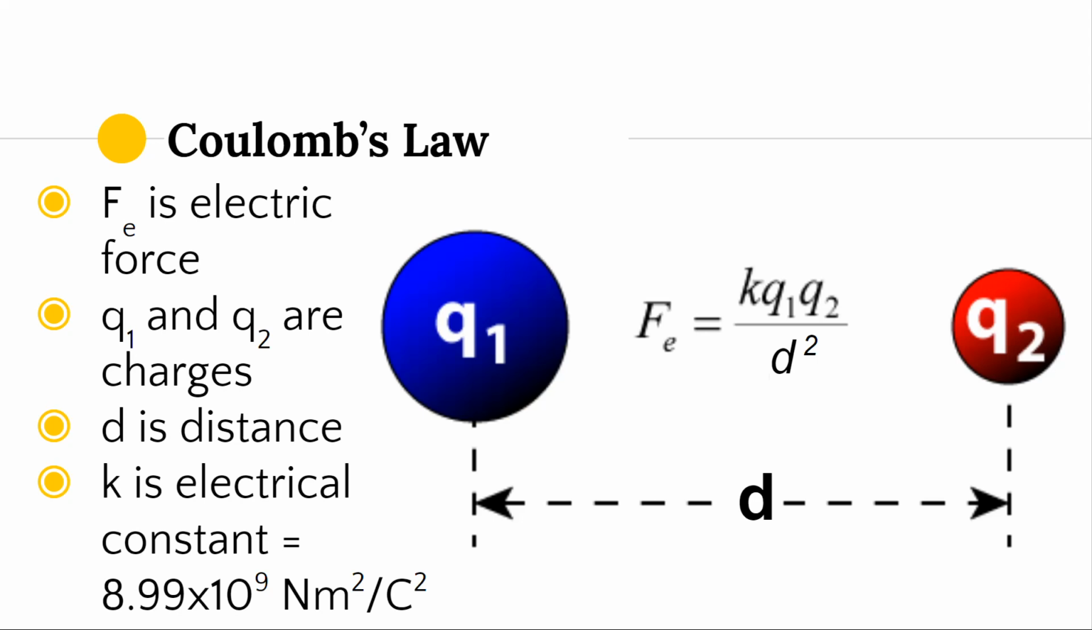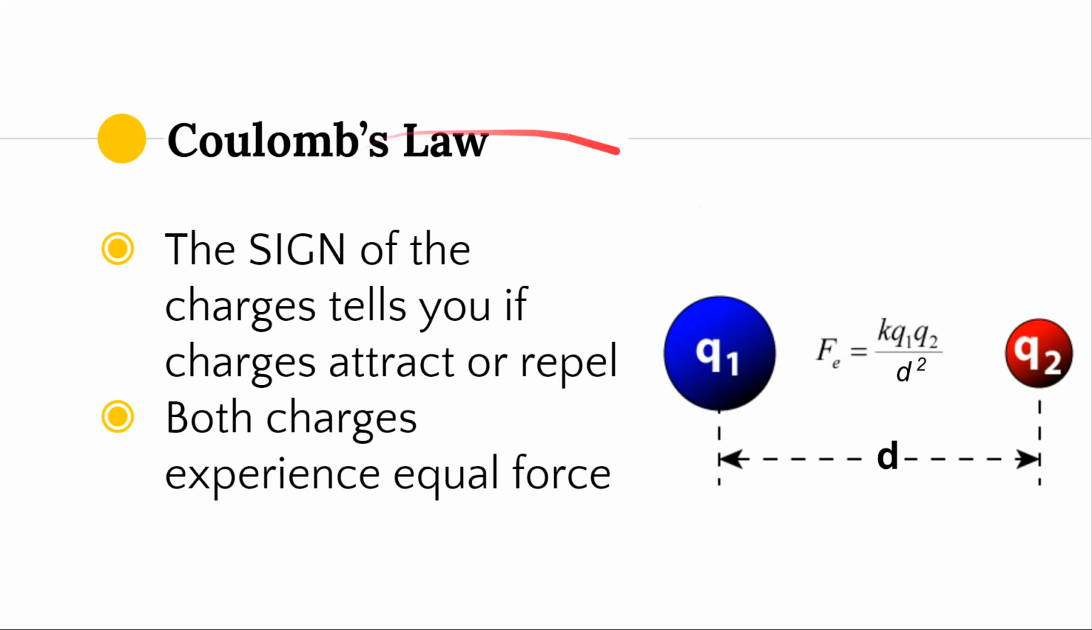So if we do this calculation, it's not just the force on Q1, it's also the force on Q2, because those forces are equal and opposite. They're a force pair. So we'll be solving for the magnitude of the force on Q1 and on Q2 because they're equal to each other. The sign, whenever you multiply these values together, the sign of the charges tells you if they attract or repel.